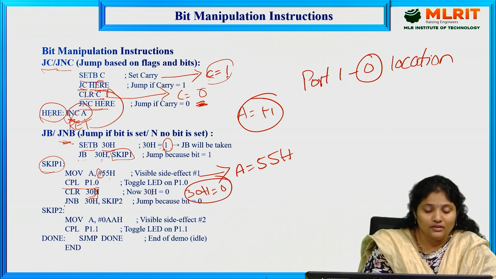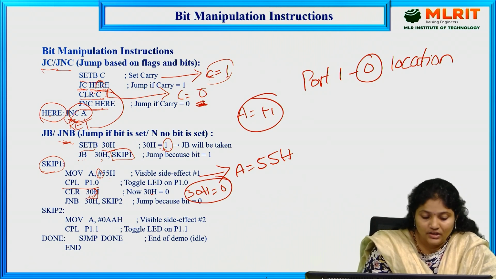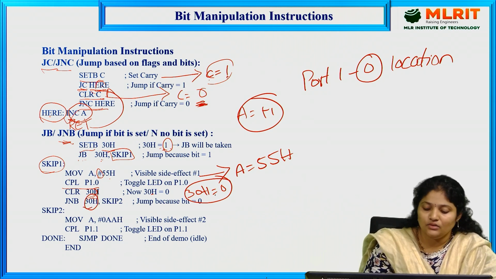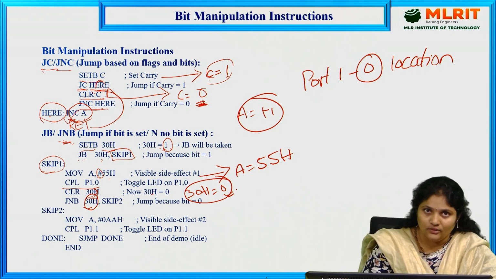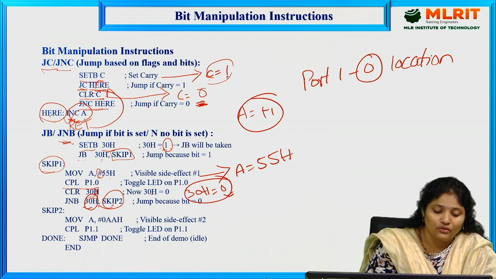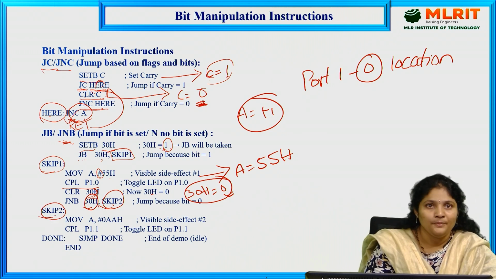Now what did it write? JNB, jump if bit is not set. Which bit do you need to check? 30H. Yes, the 30H bit is 0, so the condition is satisfied and we need to move to the skip 2 location. What is skip 2? Here. So here MOV A, #0AAH.